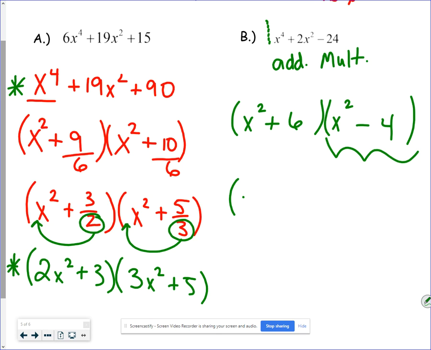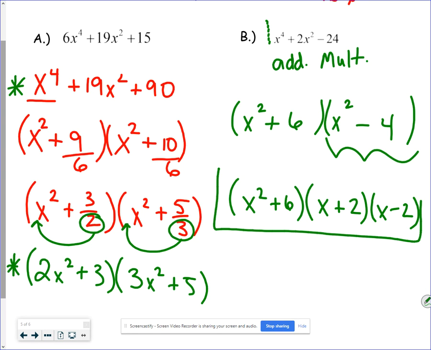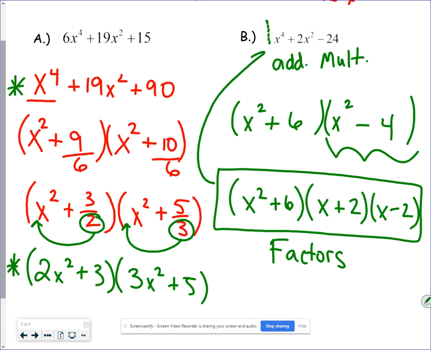We can't factor x squared plus 6. That's factored completely. But the expression x squared minus 4 factors to the quantity x plus 2 times the quantity x minus 2. Now we factored that fourth degree trinomial completely. So here are our factors. If you were to multiply these all out, you'll end up with x to the fourth plus 2x squared minus 24.